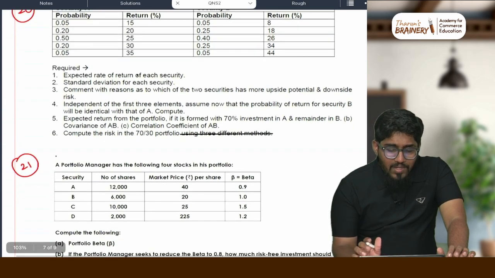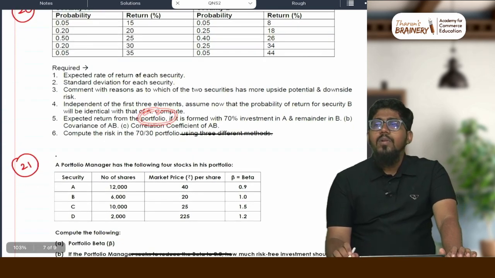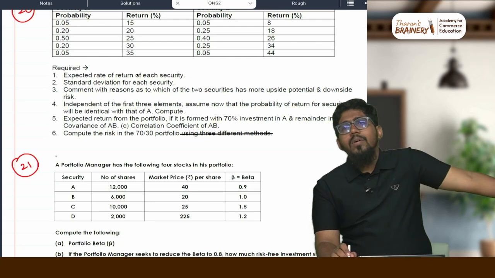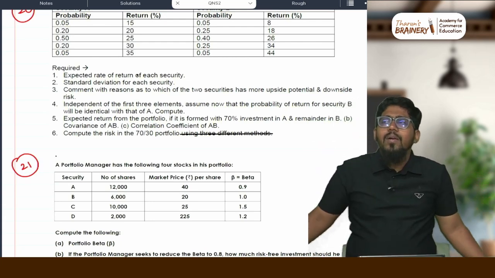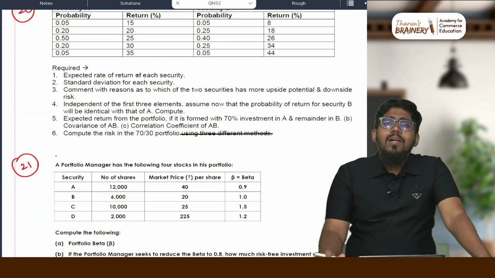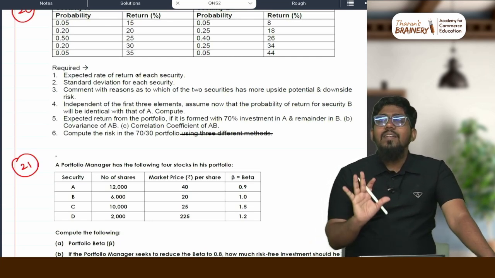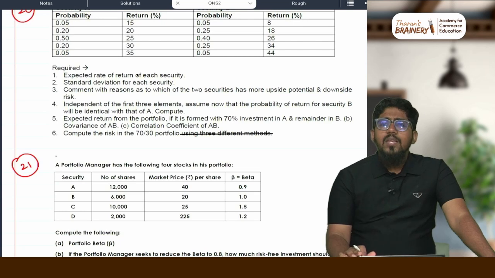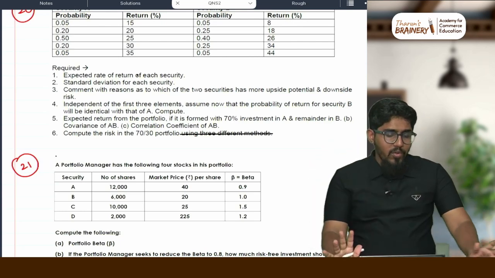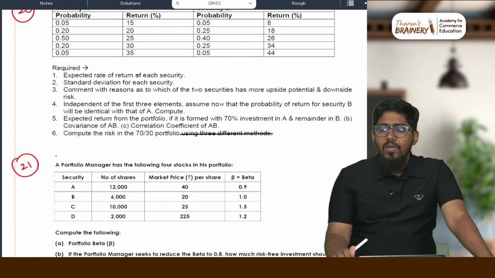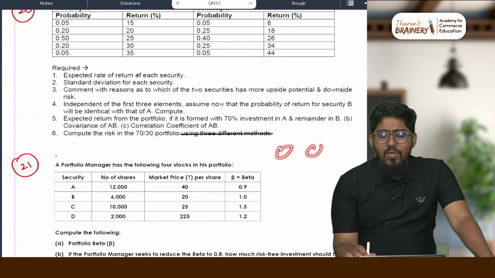we have to find out the expected return of the portfolio. Security X separately you found out return and risk, security B separately you found out. Now they are asking what is the return or risk of the portfolio. Sir, what is the portfolio? Portfolio means a combination of different securities. One security is giving you 10% return, one more security is giving you 20% return. So what is my total return?